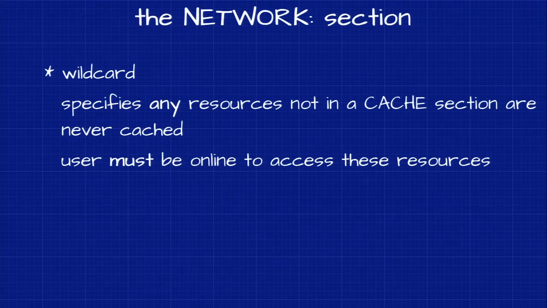And we also have an online whitelist wildcard: if we use the asterisk as the entry, it basically says that everything we do not explicitly cache should always be used online.